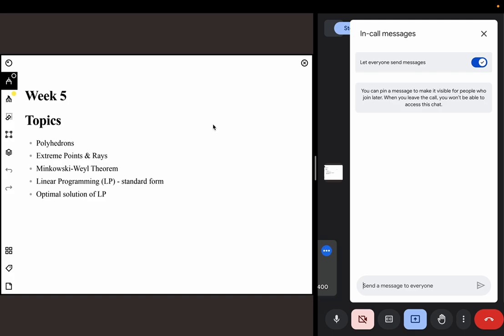This week, these are the topics that we're going to be discussing in the week 5 lecture videos. One is polyhedrons and the different conditions required to say whether a given set of equations is to be called a polyhedron. Then we'll discuss extreme points, rays, and the most important one, the Minkowski-Weyl theorem. That theorem will be used further to reduce or simplify the way we represent a polyhedron. Then we'll discuss what is called a standard form for an LP problem.